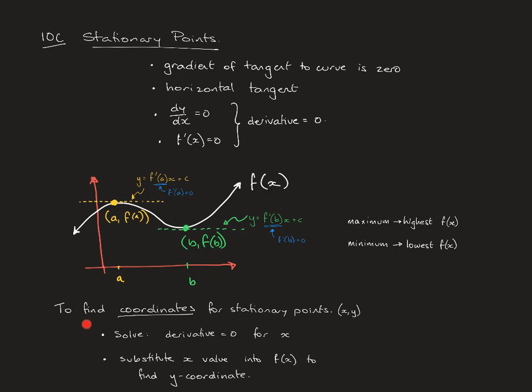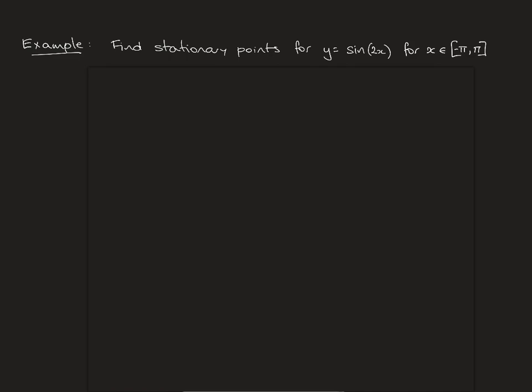One of the things we're often asked to do is to find the coordinates for the stationary points. To do that, we need to solve the derivative equation equal to 0, and that will give us the x value at which the stationary point occurs. To find the actual coordinates of the point, we then substitute the a value we've just found into the formula for the function itself to find f of a, and that will give us our y coordinate.